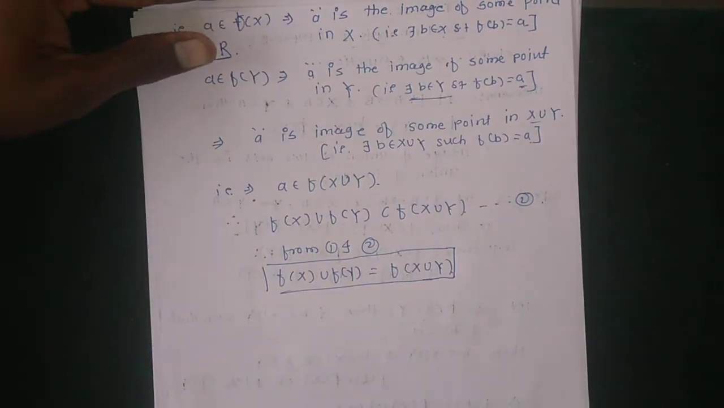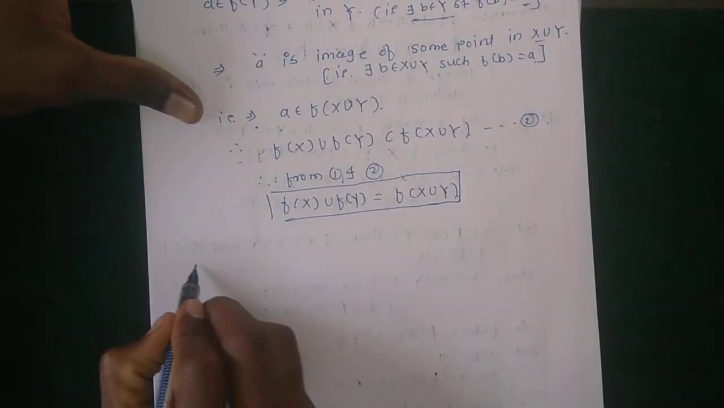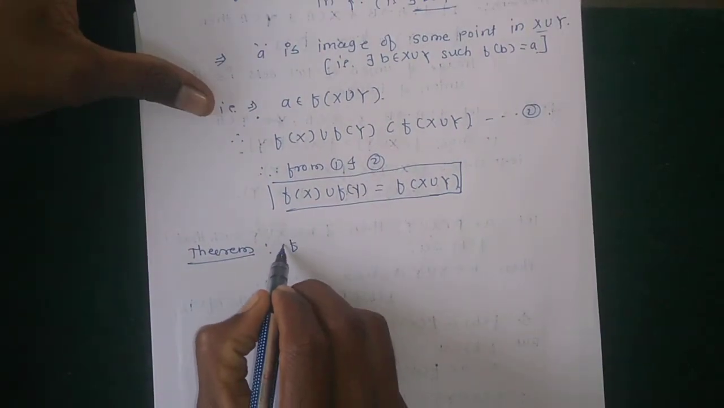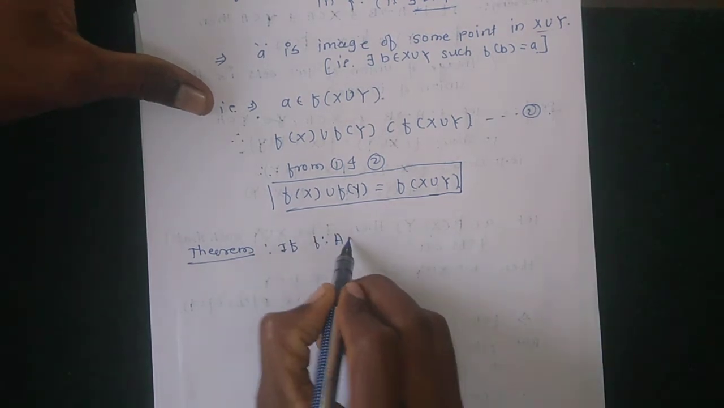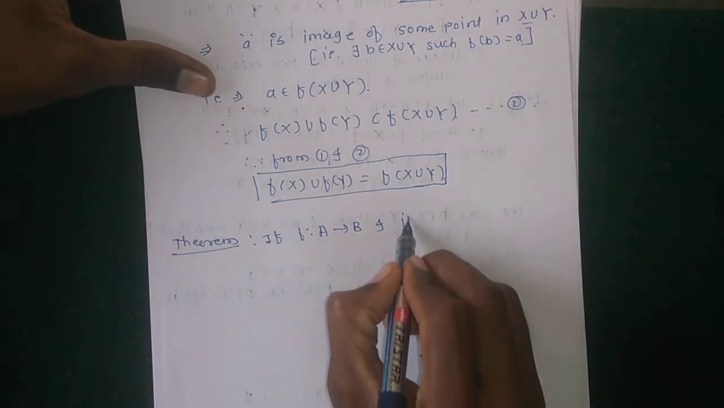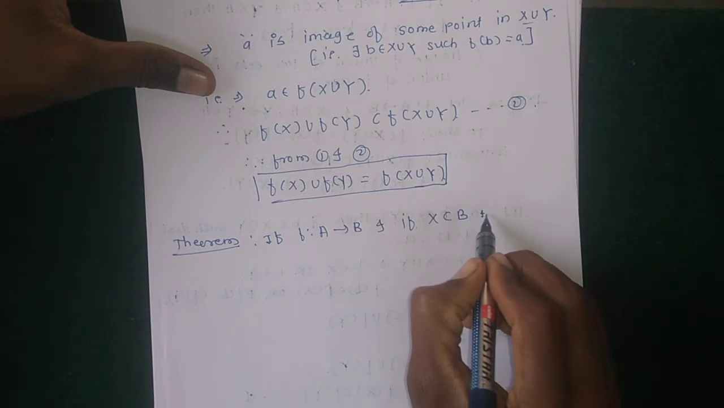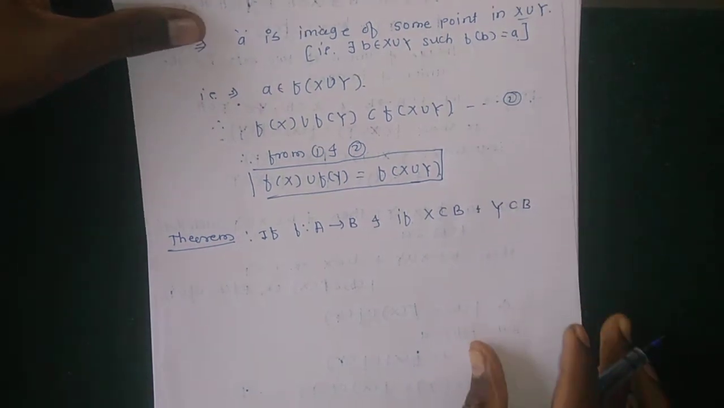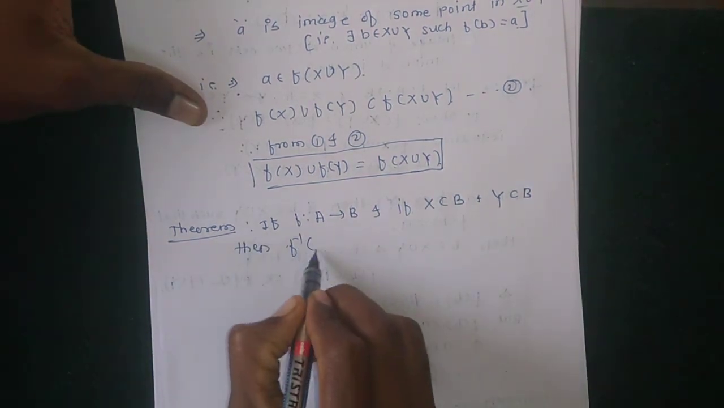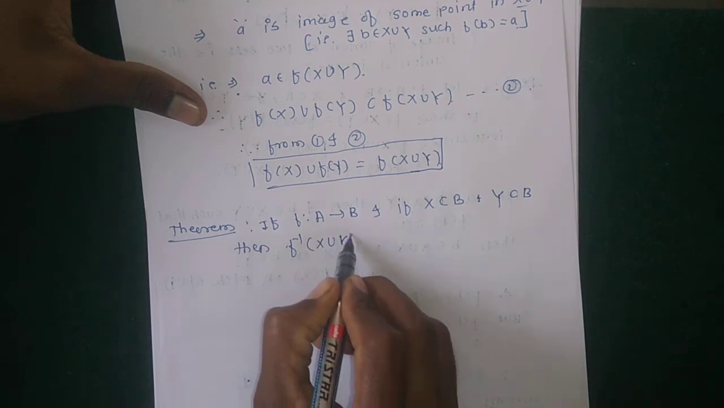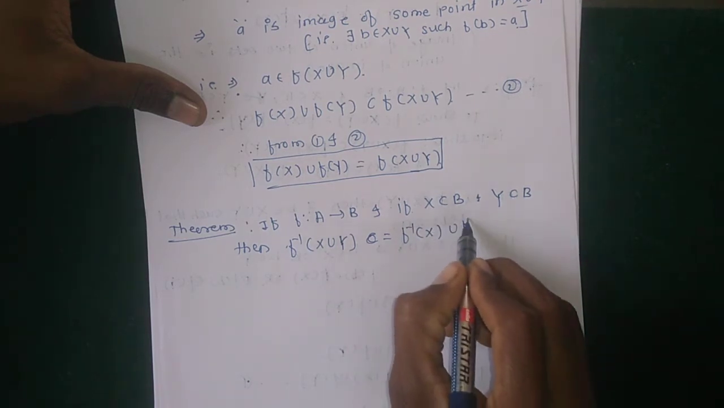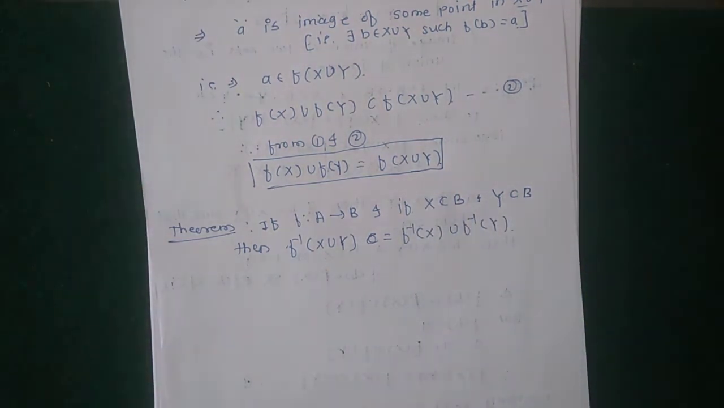Then the next theorem is: let f from A to B be a function, and if X is a subset of B and Y is a subset of B, then the inverse image of X union Y is equal to the inverse image of X union the inverse image of Y. A similar way to prove this theorem.